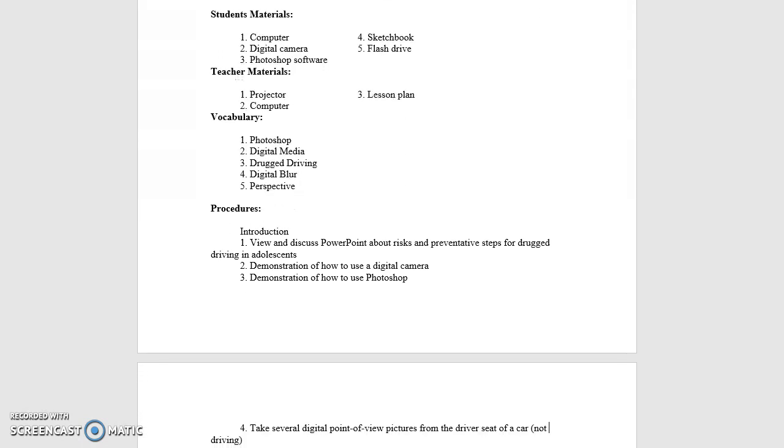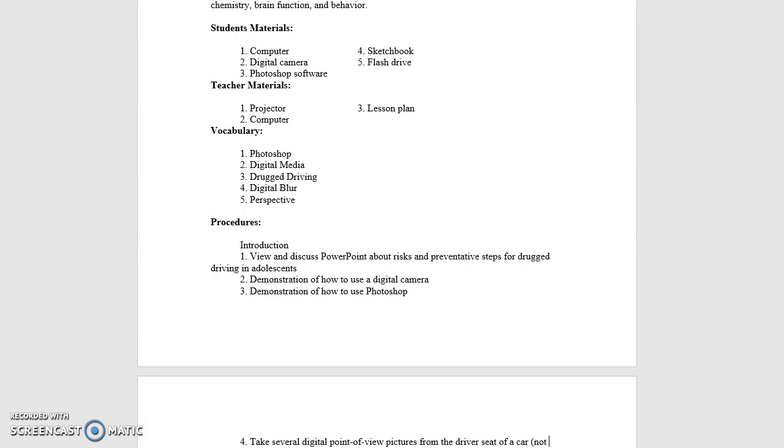The materials that the students will need are a computer, so they can make their artwork digitally, a digital camera, so they can take the pictures of the driver's seat viewpoint. They will need Photoshop software, a sketchbook so they can sketch out their ideas, and a flash drive so that they can transfer their digital information from one computer to another.